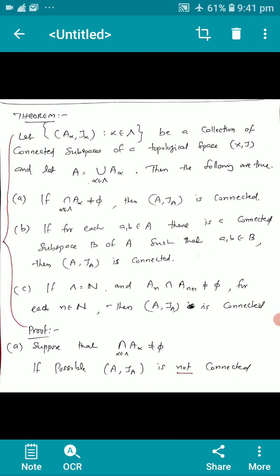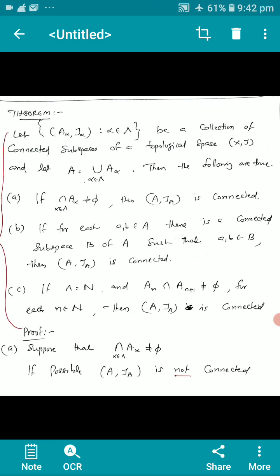There are 3 parts for the theorem: A, B, C. We will discuss the proof of the same. First we discuss part A, proof of part A. What is given? Suppose that the intersection of E_alpha is not equal to phi. We have to prove that A is connected.